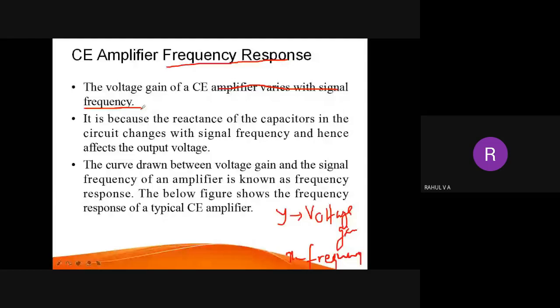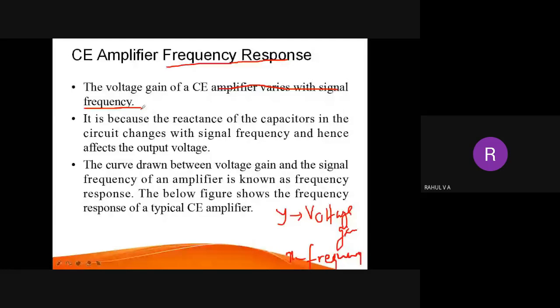So the curve drawn between voltage gain and signal frequency of an amplifier is known as frequency response. Voltage gain is on the y-axis and signal frequency on the x-axis. The curve drawn between voltage gain and the signal frequency of an amplifier is known as frequency response.